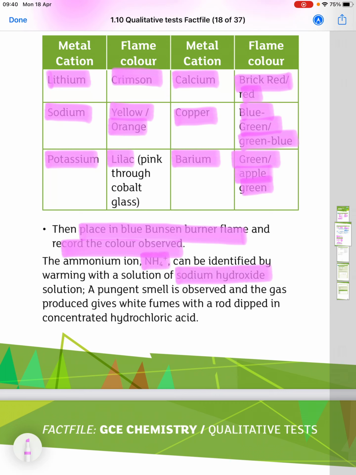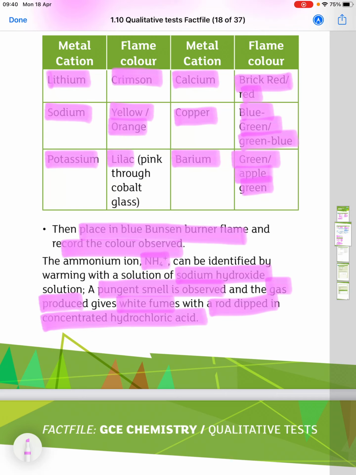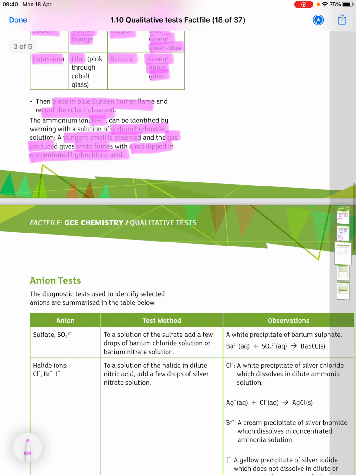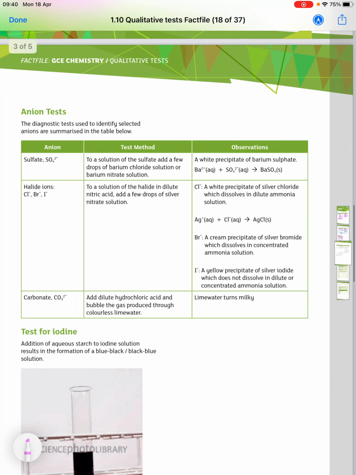The ammonium ion can be identified by warming with a solution of sodium hydroxide. A pungent smell is observed and the gas produced gives the white fumes with a rod dipped in concentrated hydrochloric acid.